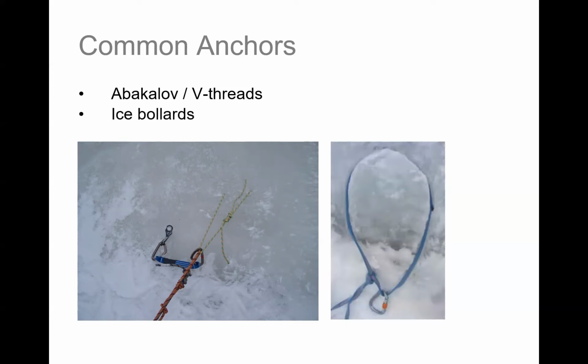There's also ice bollards, similar to the snow bollards. You're going to take your axe and carve out the same bulb shape with an undercut on the bottom. You'd throw your runner in there with a clip, and then you could rappel off of that. Again, you're not leaving any gear behind. And like the V thread anchor, you could put in an ice screw backup, and that could be pulled as the last person leaves.